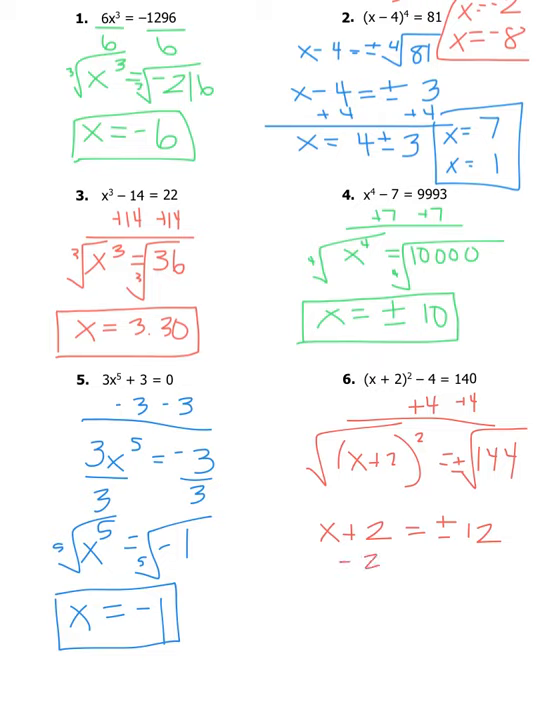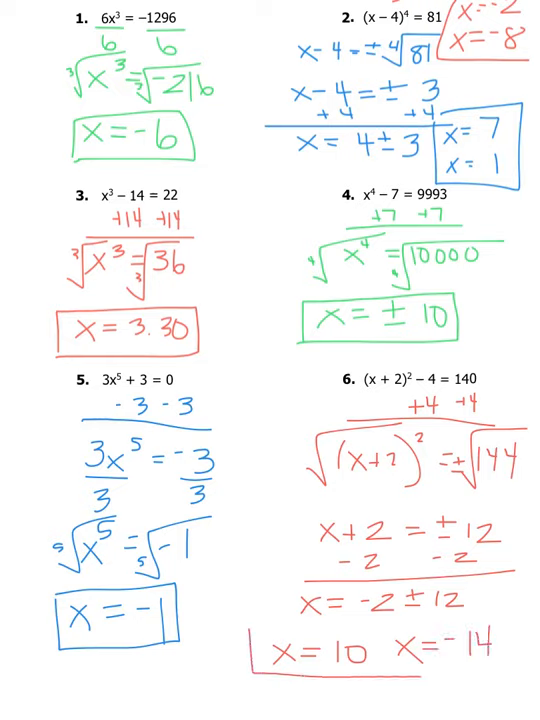And then lastly, let's subtract 2 from both sides. So now I have that x is equal to -2 plus or minus 12. And let's just simplify each one of those. If I take -2 plus 12, I get that x is equal to 10. And if I take that -2 and subtract 12, I'll get x is equal to -14. And that would be my pair of answers then for number 6.